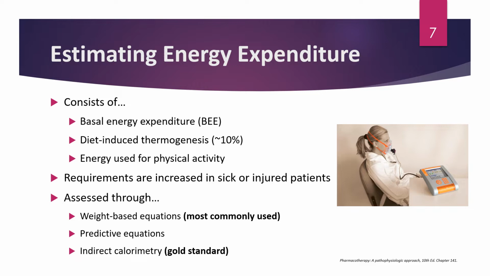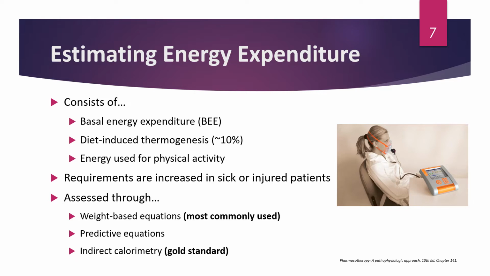And keep in mind that the requirements can be increased in sick or injured patients due to the fact that some may be undergoing a severe stress response that may increase their metabolism in some way, form, or fashion. It also may be decreased in certain patient populations as well. So whenever we're assessing these things, we obviously want to take a look at our different modalities for measuring energy expenditure, which include weight-based equations, which are the most common way that we will assess a patient's energy expenditure, and we've gone over those in the previous classes.